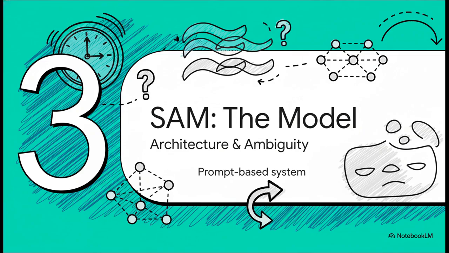Okay, so let's zoom in on the model itself, SAM. The way they designed its architecture is super smart. It's purpose-built for two main things. One, being incredibly fast for real-time performance, and two, handling ambiguity. And both of those are absolutely critical if you want to build a system that people can interact with using prompts.